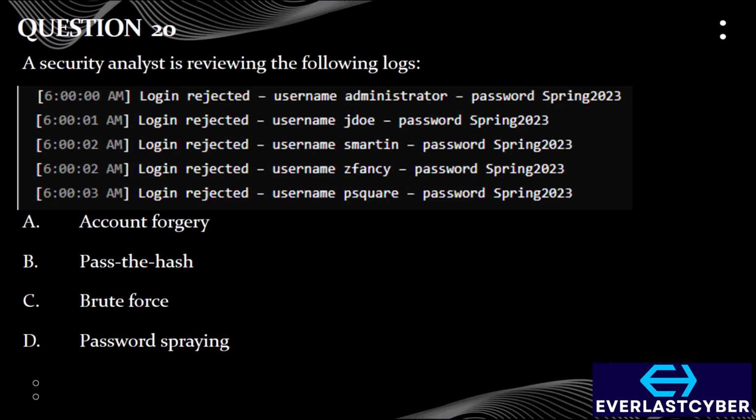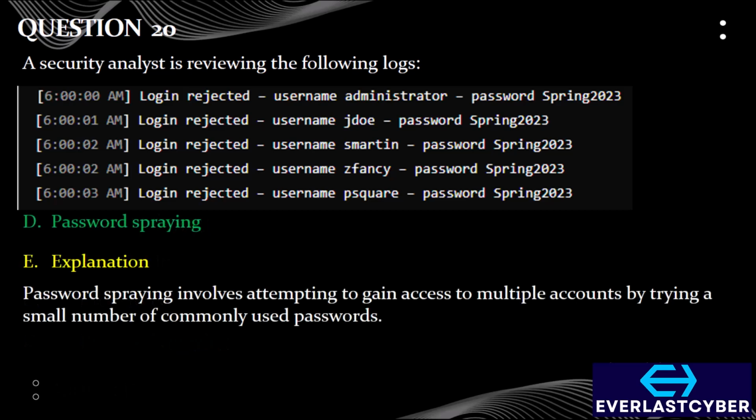Now, when we look at this log, this is a classic example of password spraying. Password spraying involves attempting to gain access to multiple accounts by trying a small number of commonly used passwords. In the case of this log, the hacker is trying the same password, Spring 2023, across multiple usernames in rapid succession. And we can see this from the time on the logs. So this is a classic example of password spraying that the hacker is using.